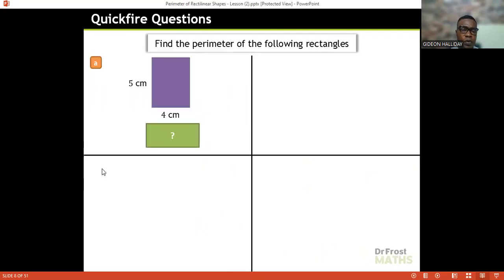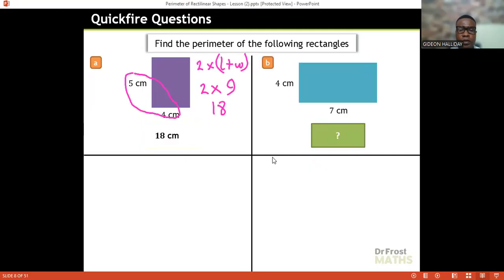All right, so let's apply that here. Remember, 2 times L plus W. So L is 5, W is width is 4. So 5 plus 4, sorry, is 9. And then 2 times 9, that's 18, right? Simple, very easy. 18 centimeters.